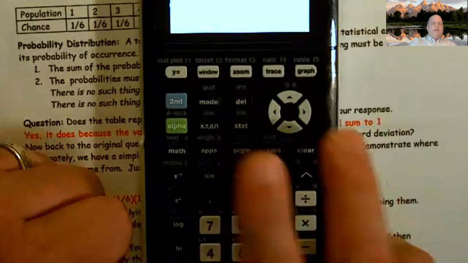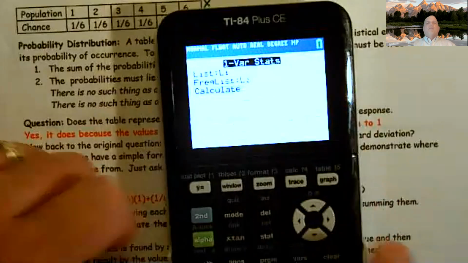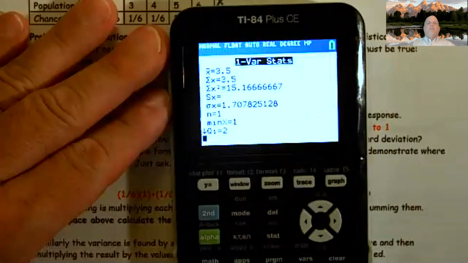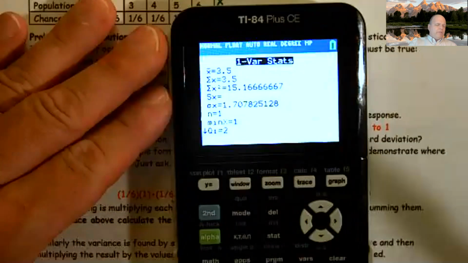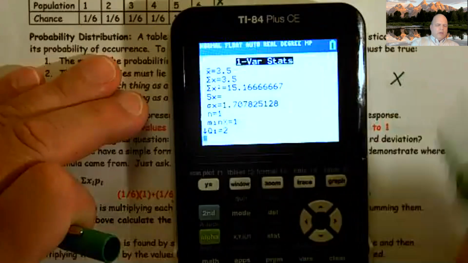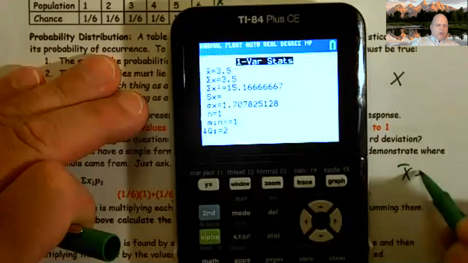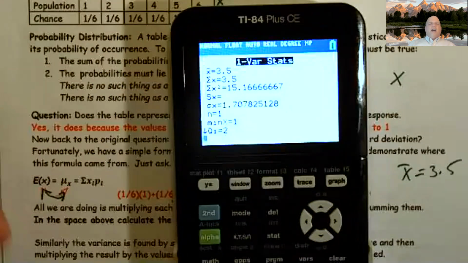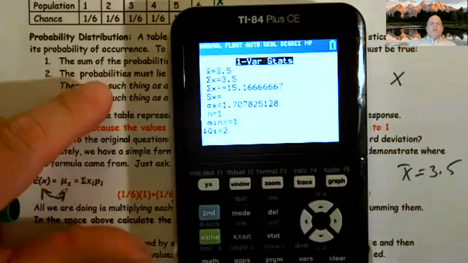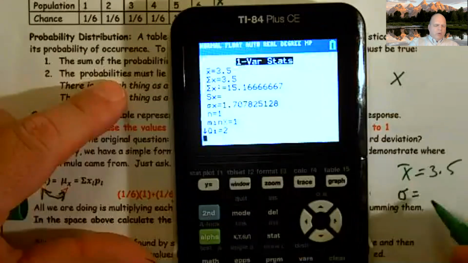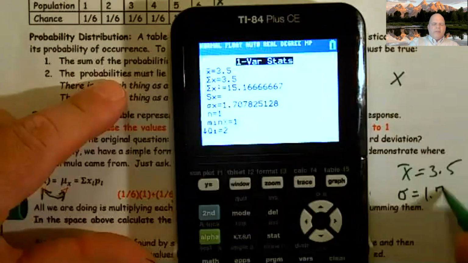Sorry that you can't see that. And I'll press enter. And I get up a whole bunch of information. So they tell me x bar equals 3.5. So that means my average is 3.5, and that's what we said it was going to equal. They also tell me my standard deviation equals 1.7078, and that'll be good enough.